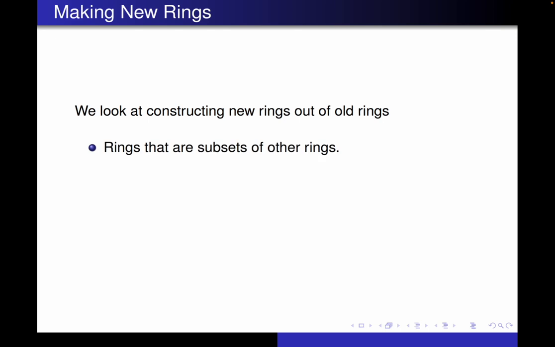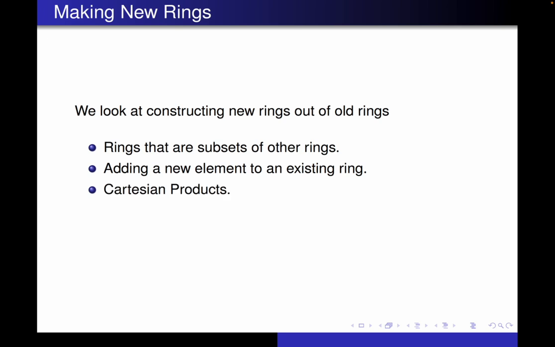So first we're going to look for rings that are subsets of other rings that we know. We're going to see what happens when we add a new element to an existing ring and see what kind of rings we get out of that. We're going to look at Cartesian products, which is another way that we can create new rings. And finally, we're going to see how matrices can help us.